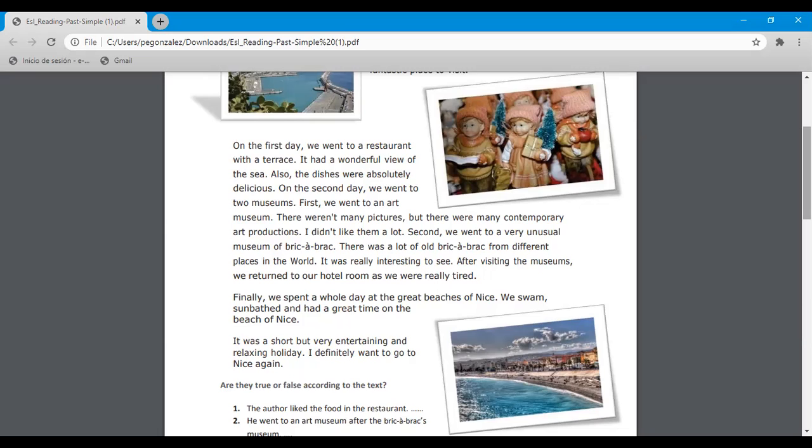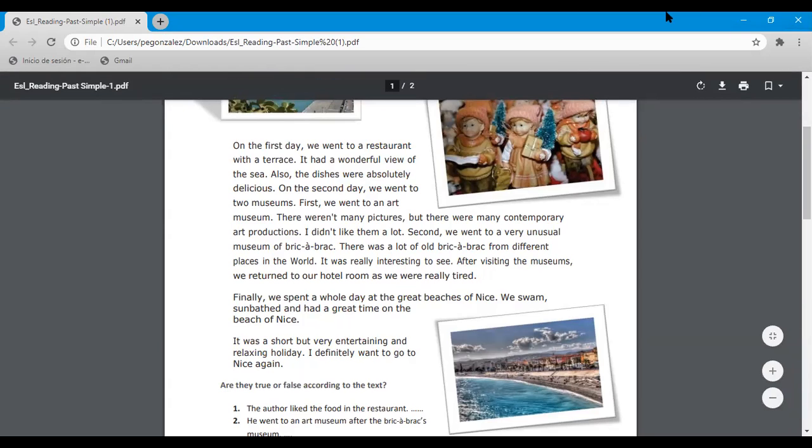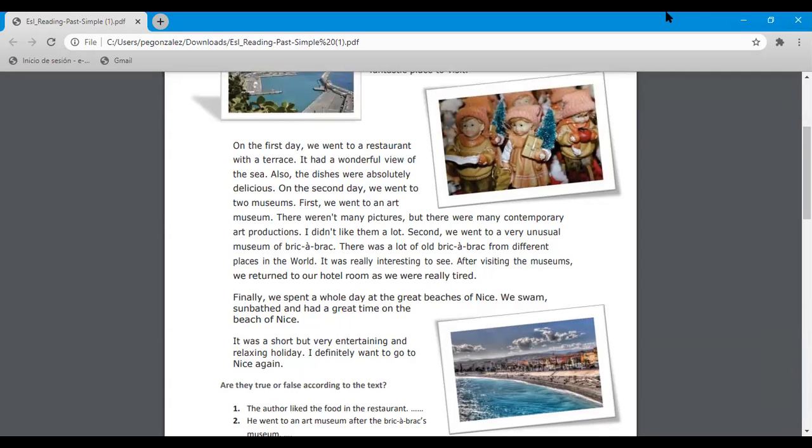After visiting the museum, we returned to our hotel room as we were really tired. Finally, we spent a whole day at the Red Beach in Nice. We rented a sunbed and had a great time on the beach of Nice. It was a short but very entertaining and relaxed holiday. I definitely want to go to Nice again.